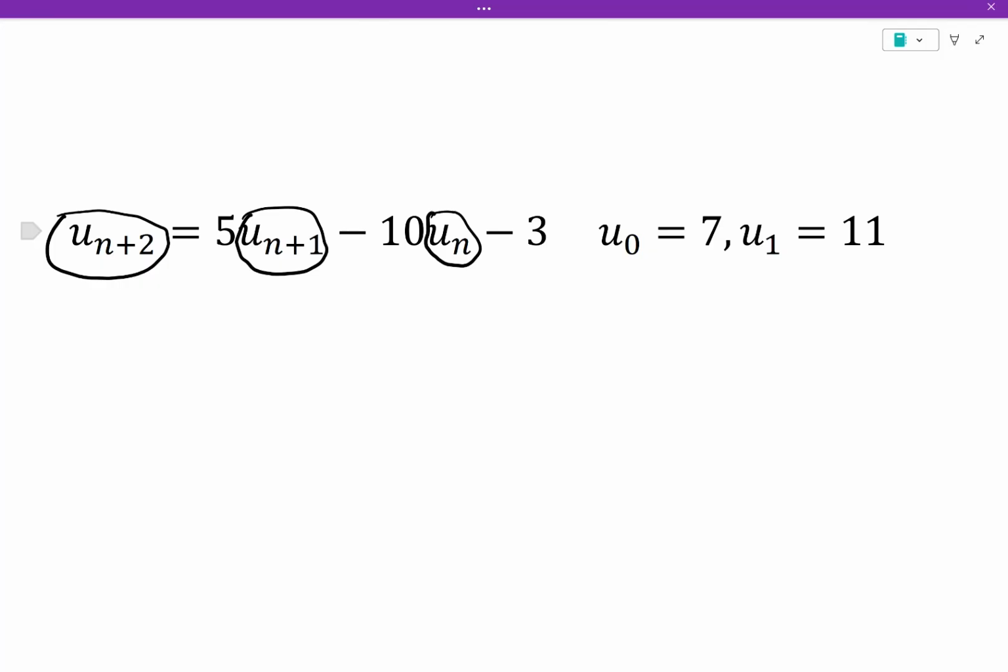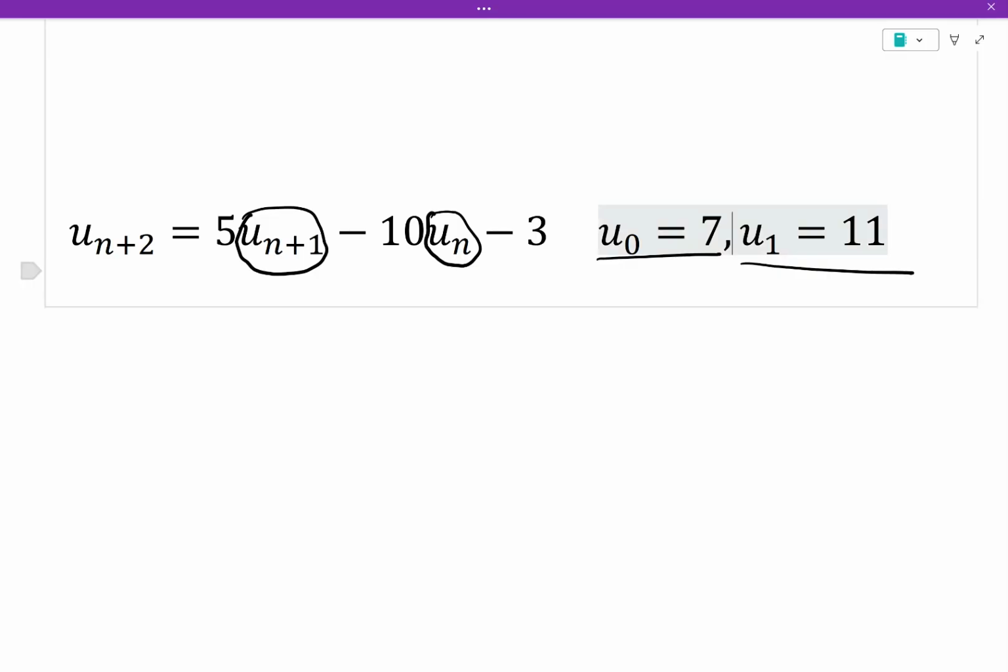So there's 3 consecutive terms, because each time you're just subtracting 1 off a subscript, adding 1 if you're going the other way. And this time you will be given 2 terms to get the sequence started, because the idea is we need to use un and un plus 1 in order to find the next term in the sequence. So in other words, any term in the sequence is dependent on the previous 2 terms, apart from the very first 2 terms, which are just given to you.